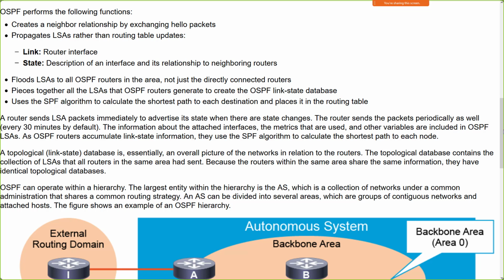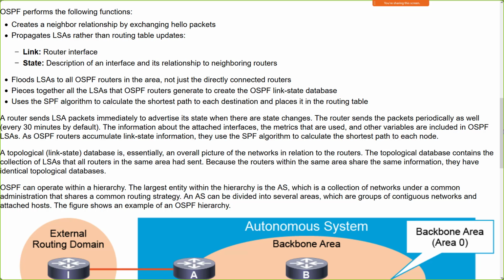We piece together all of the LSAs that OSPF routers generate, and we create the link state database, which is in essence the OSPF topology table. It's going to look a lot different than the topology table does in EIGRP. The database is a lot more complex. Hopefully when we get into the advanced routing discussion, we'll have an opportunity to take a look at some of those databases.